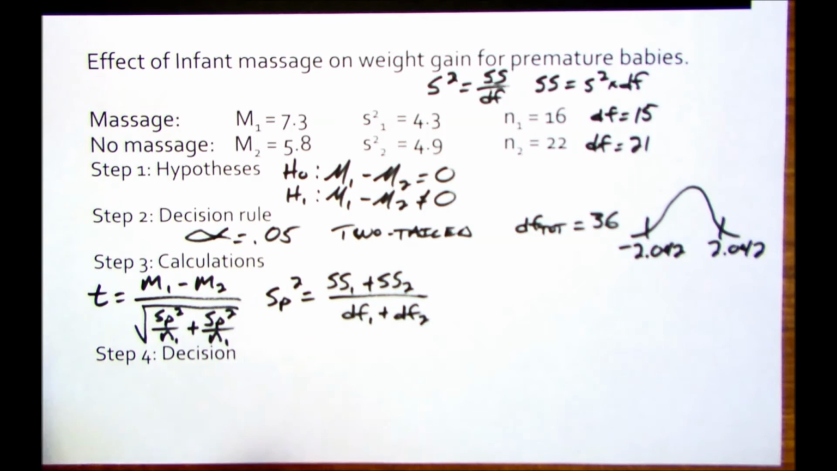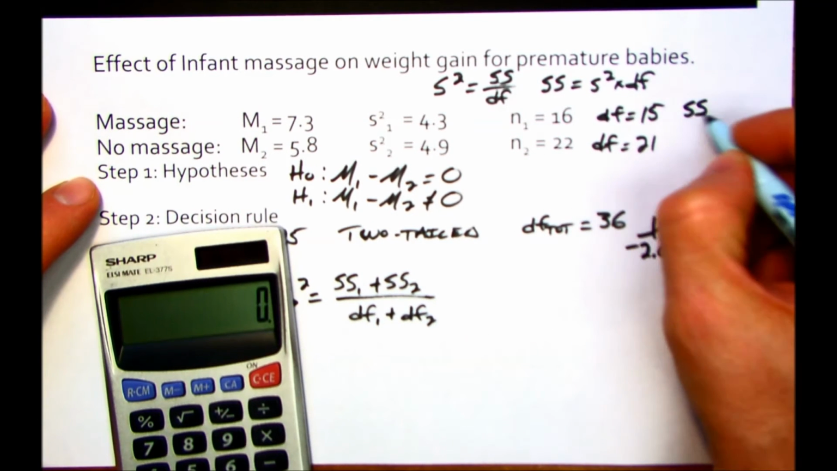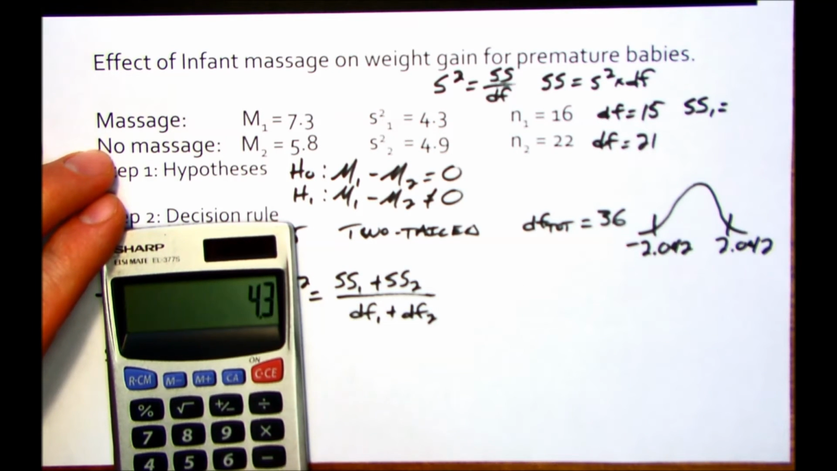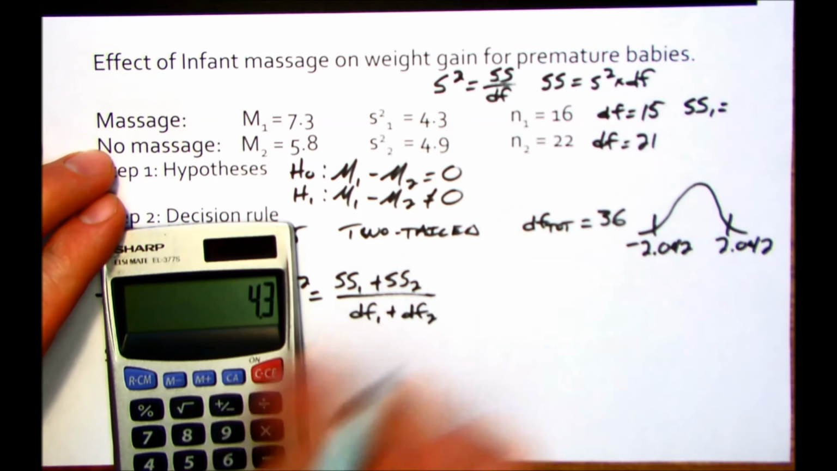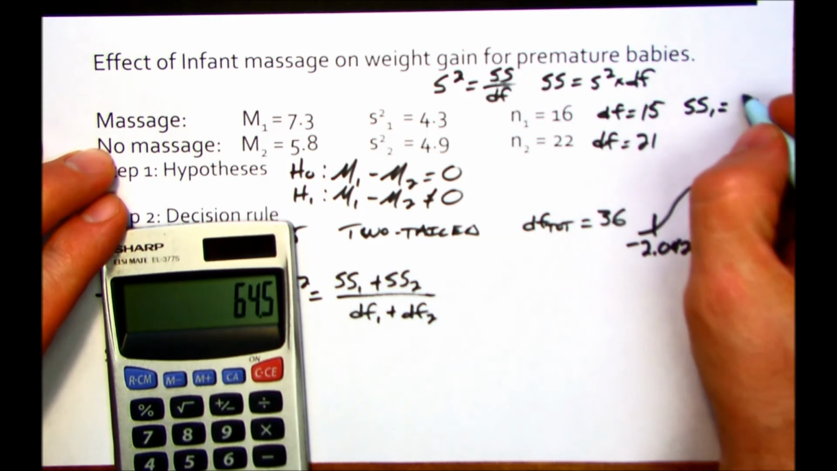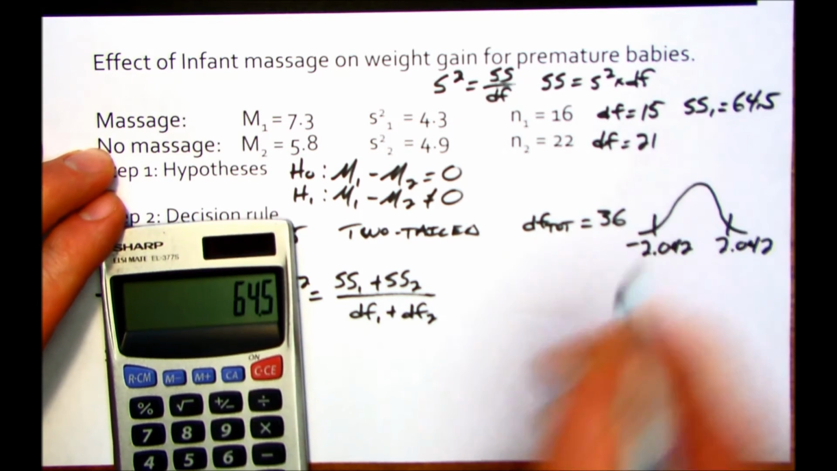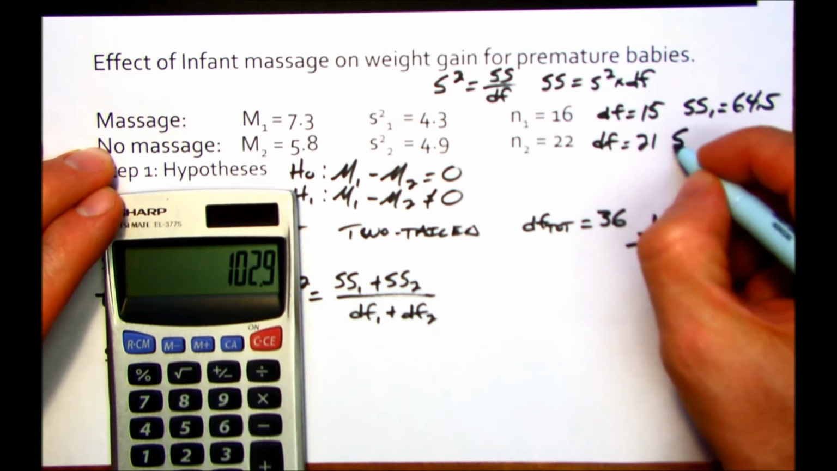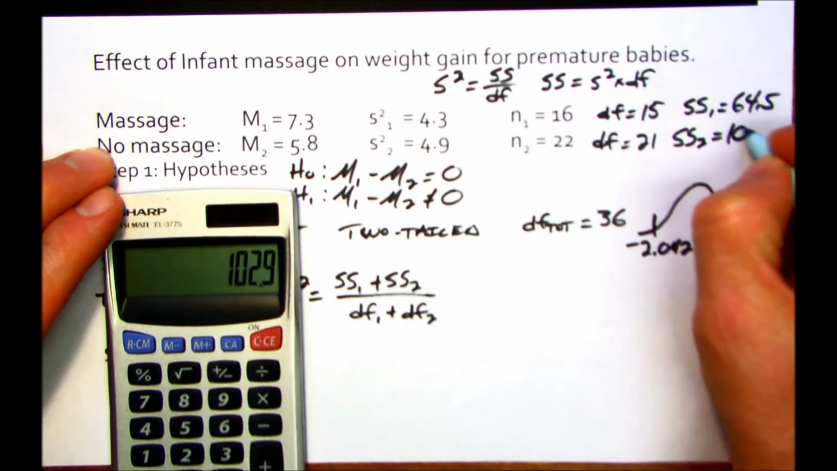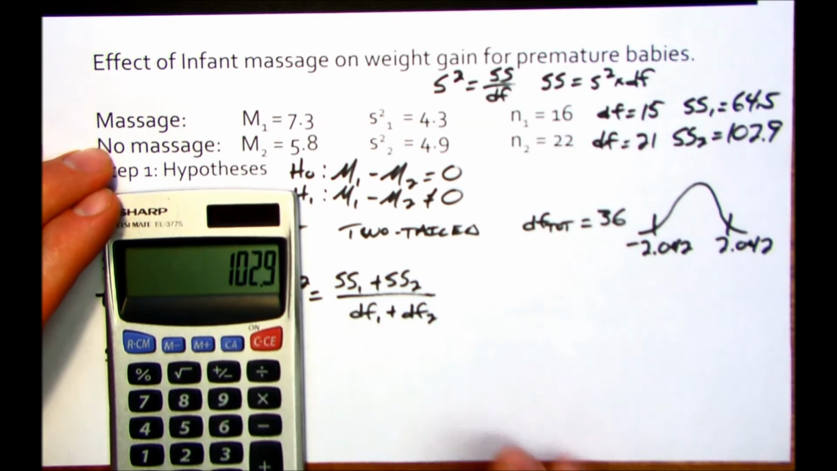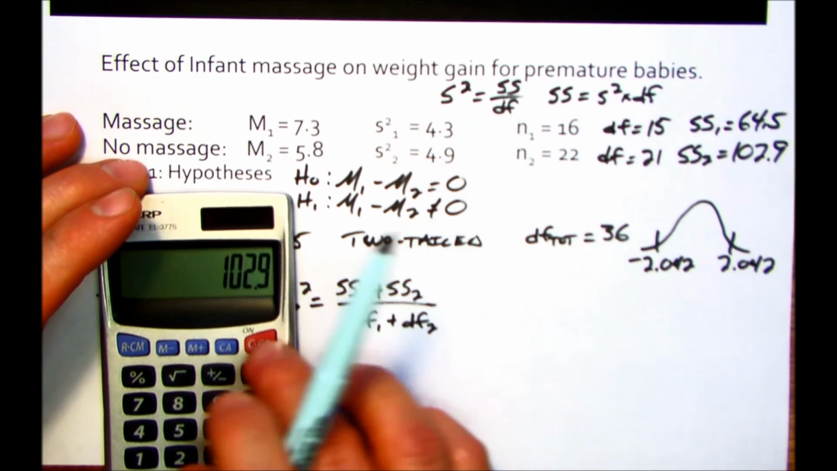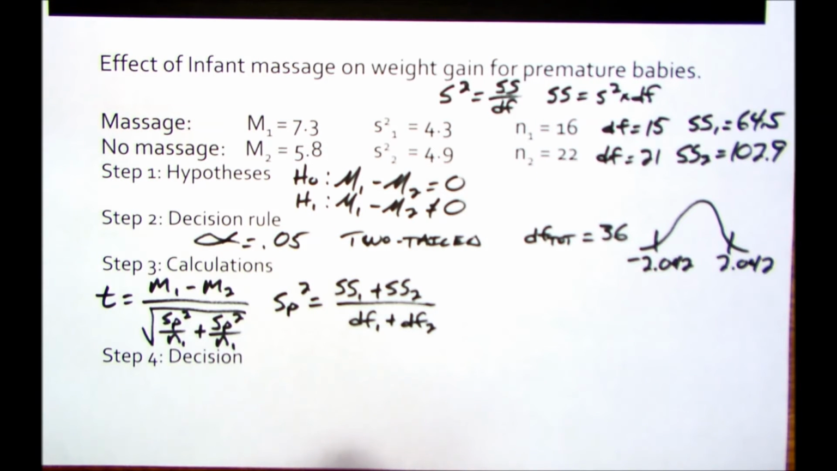So if we do that for this first one up here, our sum of squares would just be 4.3 times degrees of freedom of 15, 64.5, and 4.9 times 21 gives us 102.9. Okay, so we've got that. For your homework, I think you're just going to be given the sum of squares, so you won't even have to do that extra work. That's just bonus for you here.